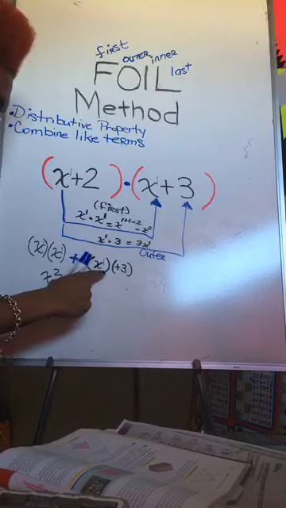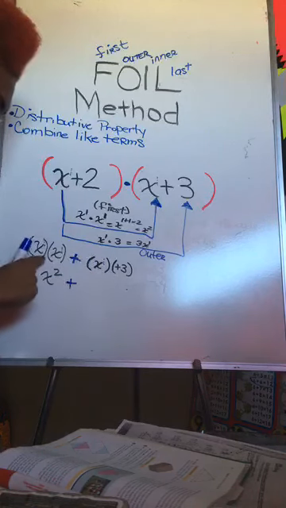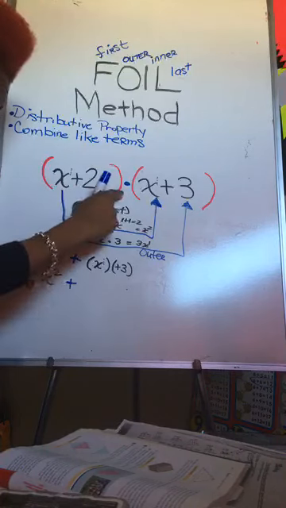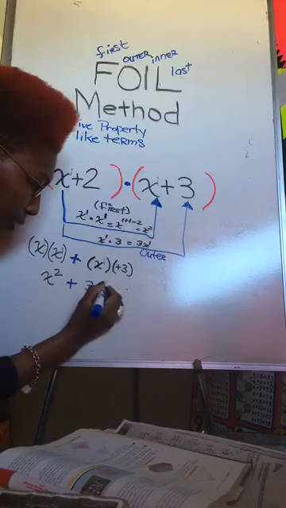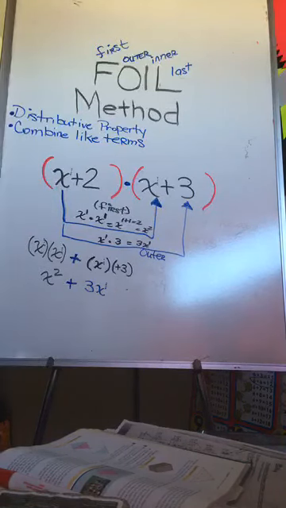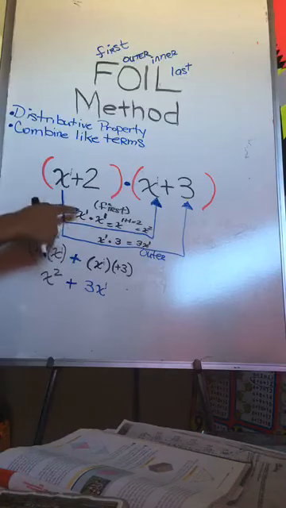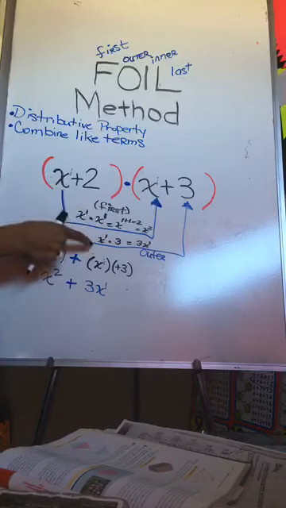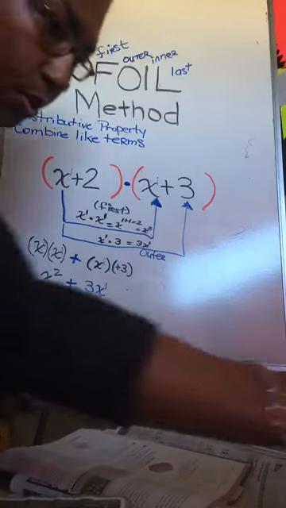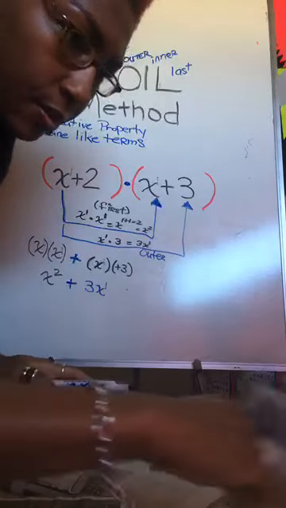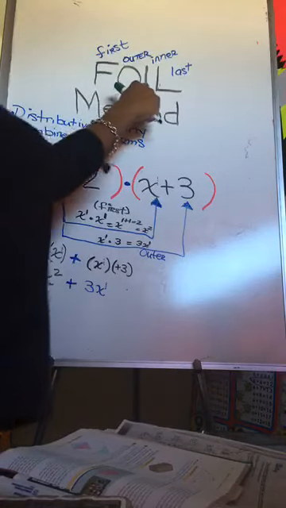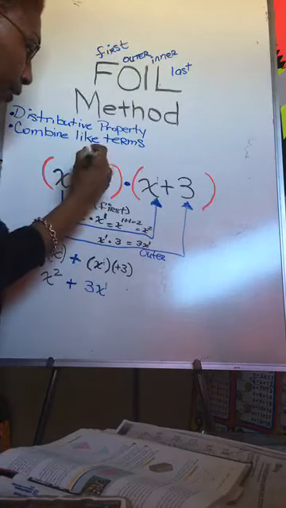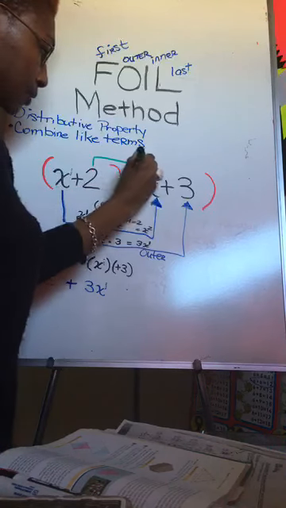So 3 times x. Remember, in the parentheses, when they're next door to each other, that means you multiply like this. So this is going to be 3x raised to the first power. All right. So now we did first, outer. Now we're going to use a different color. We're going to do the inner. So I represents inner. And here is the inner.